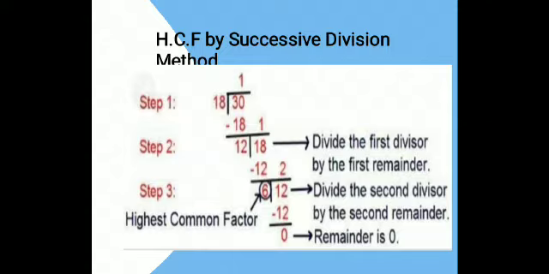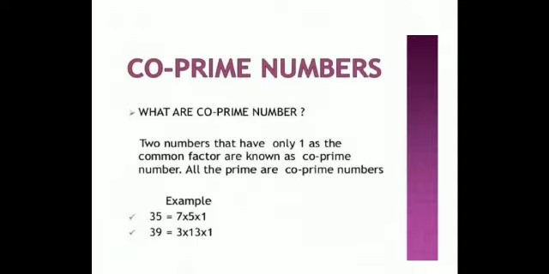Okay. Now the next topic is CoPrime numbers. CoPrime numbers are the numbers which are having only 1 as their common factor. Any two numbers having only 1 as their common factor, they are called as CoPrime numbers. All the prime numbers are CoPrime numbers, because all prime numbers will have only 1 as their common factor. Or we can say two numbers are said to be CoPrime if their HCF is equal to 1.